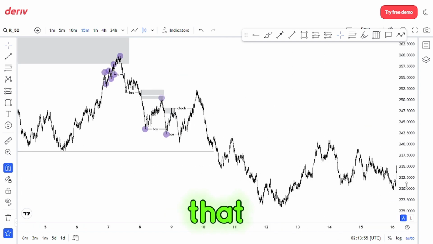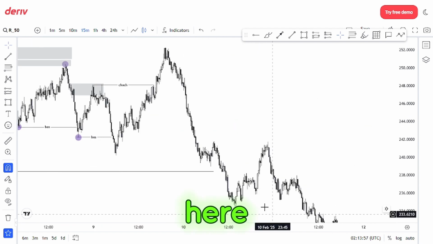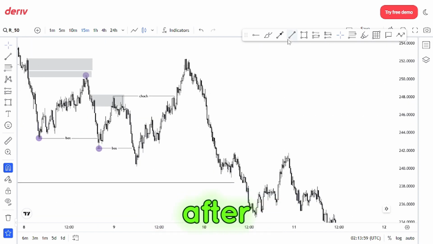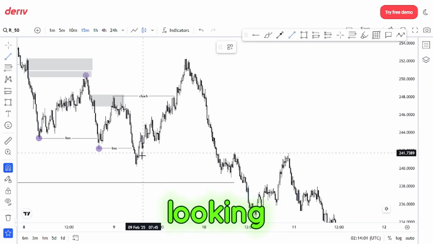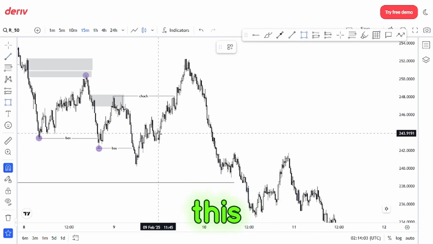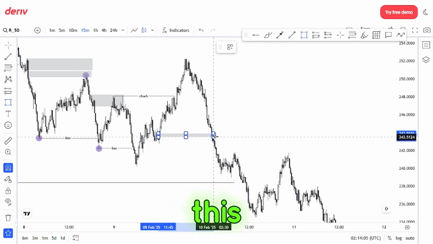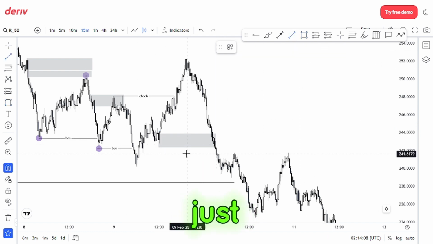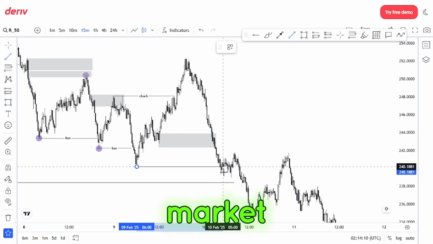Sorry about that. So as you can see here, we had a change of character. Then after having a change of character, let's say maybe the market traps you. In this case, you're looking for buys within this area here, then it takes you out, because you don't know the overall market structure.